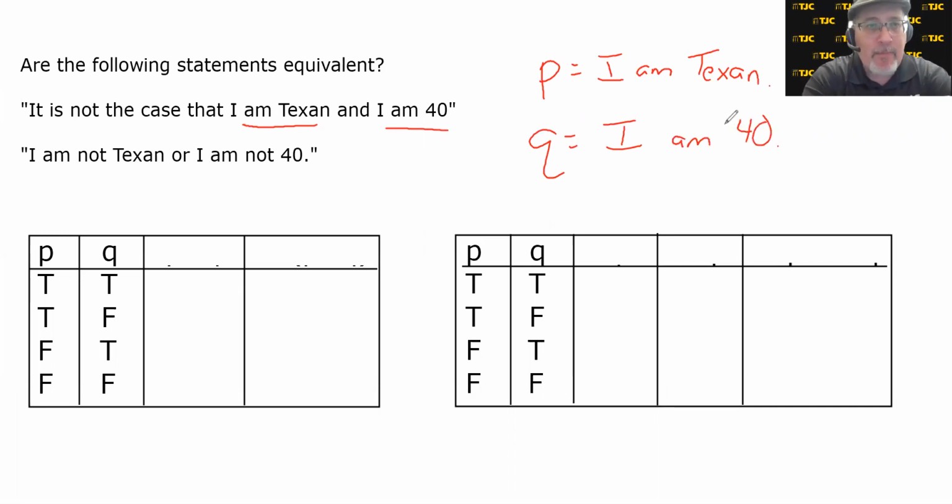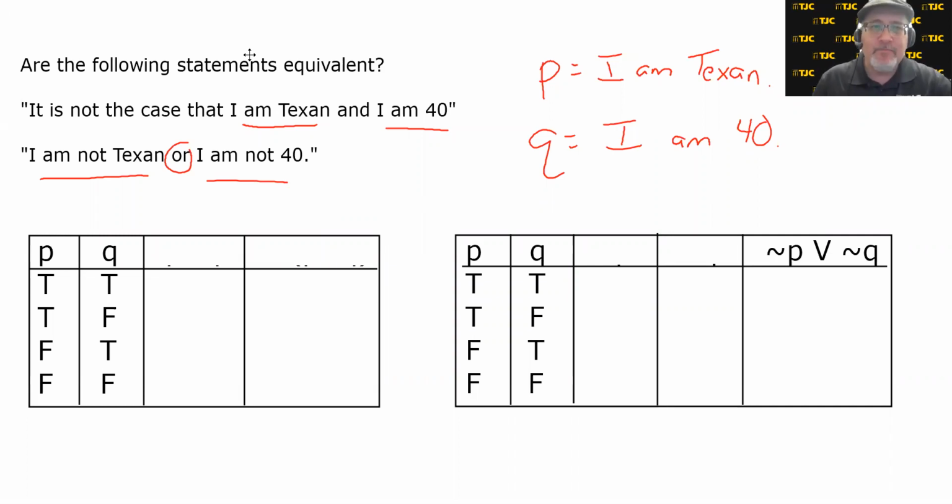So how would we represent each of these statements? Well, the second one's easy. It's an or, and on both sides are the negations of those. So the second statement is negation P or negation Q. So that one's the easy one.